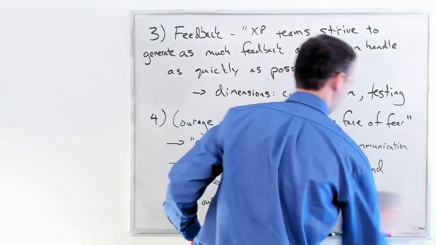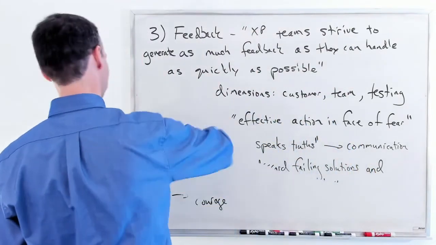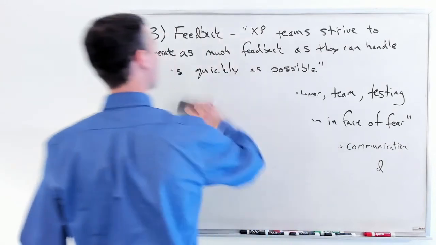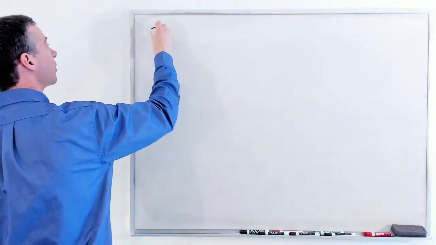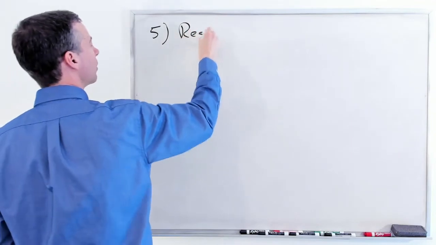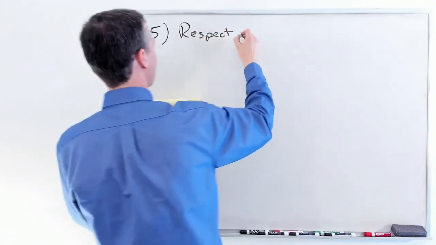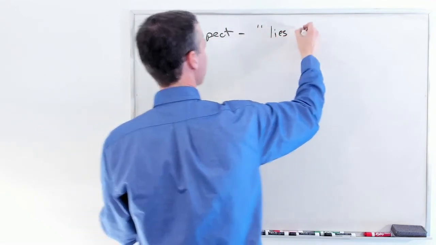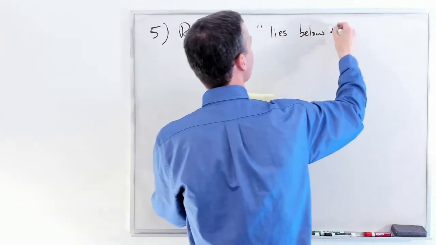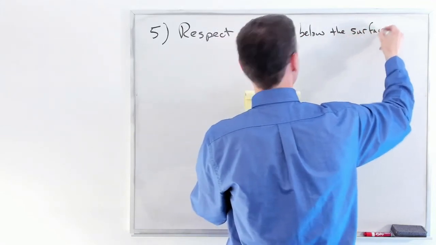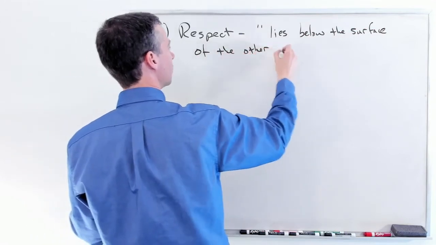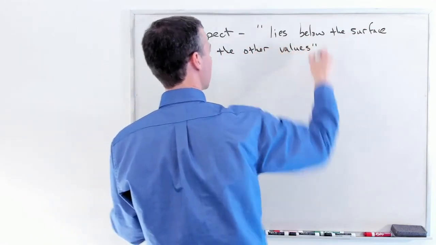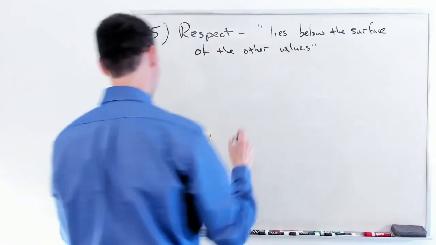All right. The last value of extreme programming is respect. And the idea here is that it lies below the surface, as Beck says, of the other values. So if those values are going to work, respect is really key to that. We have to have it exist.